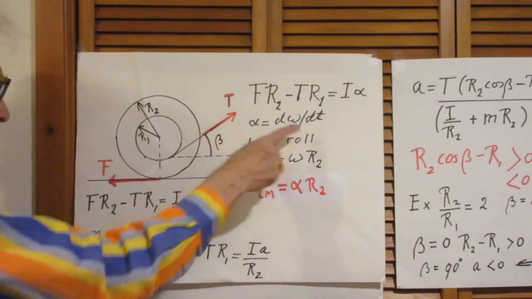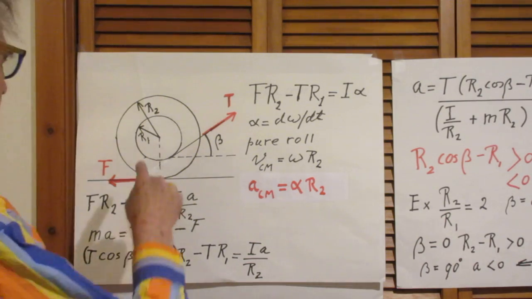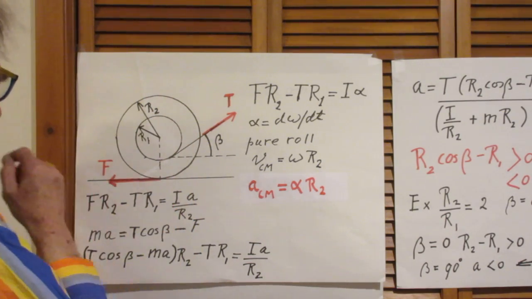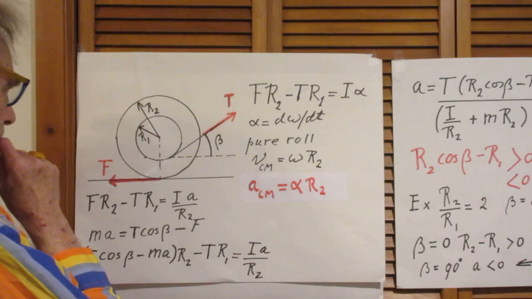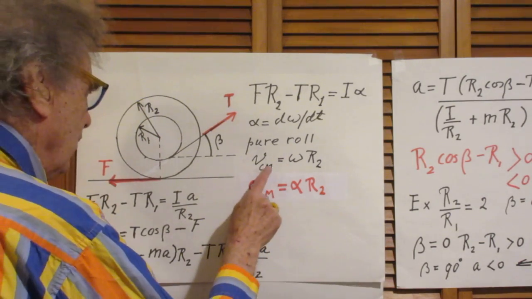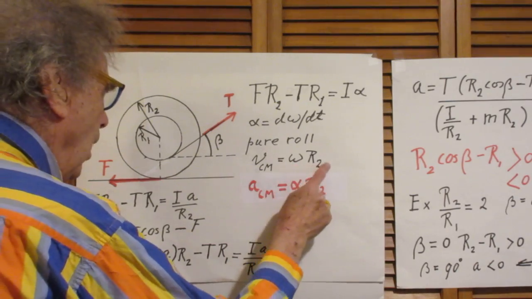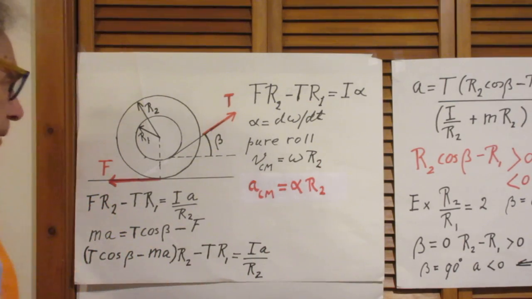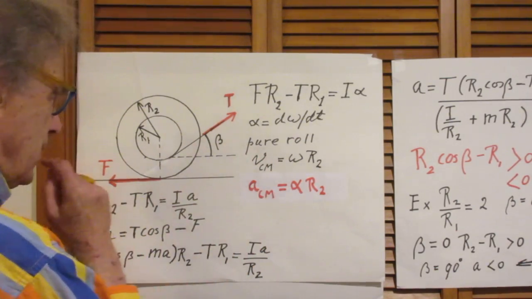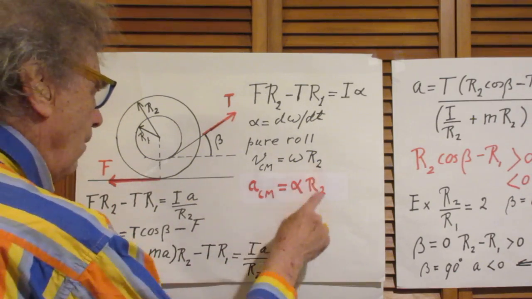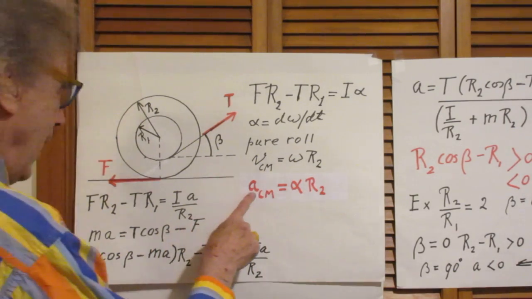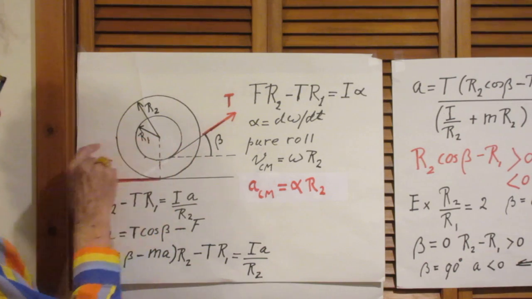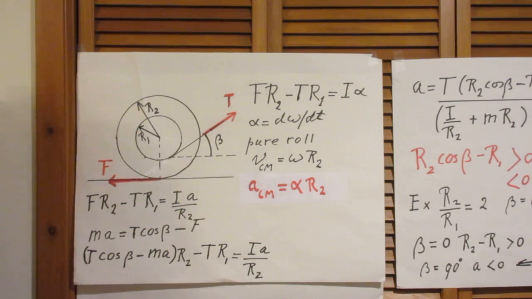When the system is in pure roll conditions, it means that when it makes one complete rotation, 2 pi R, the center of mass has moved over a distance 2 pi R. That's equivalent to saying that the velocity of the center of mass is omega R2. Check that if you have forgotten about that. I take the derivative of this, so the v center of mass becomes acceleration of the center of mass, that is alpha times R2. I will drop the center of mass in what follows. Whenever I say A, it's always the acceleration of the center of mass in this direction.